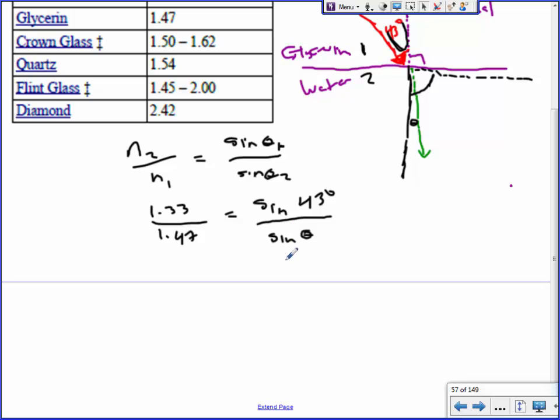Do you guys algebraically know how to rearrange this thing? I don't need to do a huge lesson on that. No one's saying anything, so it's either Monday morning or you're good. One of the two. Nice. Sine of 43. Make sure you're in degrees, by the way, not in radians. I got 48.9. You got that as well?